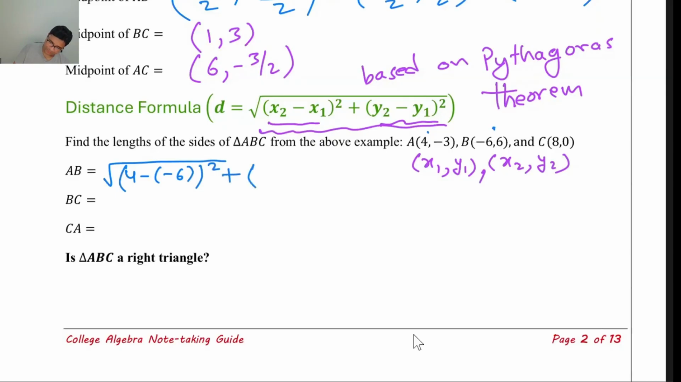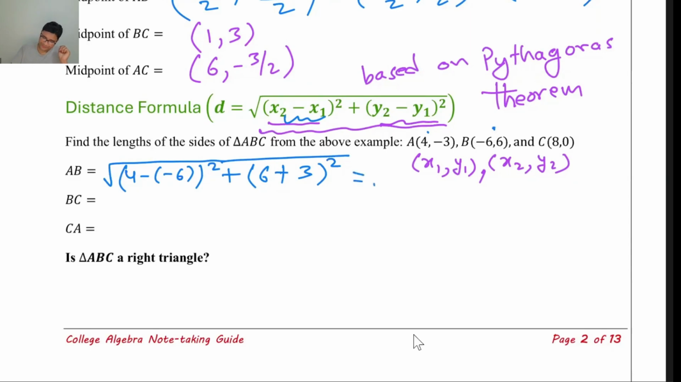plus y2. I have written x2 minus x1 in the formula and I did x1 minus x2, it looks like, but it doesn't matter, because you are going to square it. And y2 minus y1 will be y2 is 6 minus y1 is negative 3. So minus and minus makes it plus. This time I skipped that parenthesis step. y2 minus y1, 6 minus minus 3, becomes 6 plus 3. Make sure you follow that.